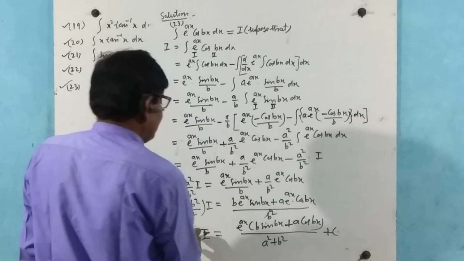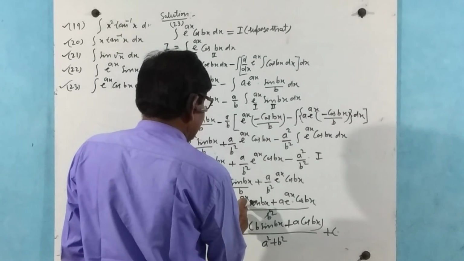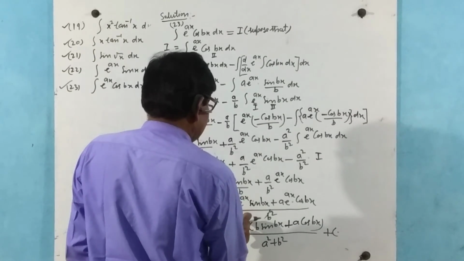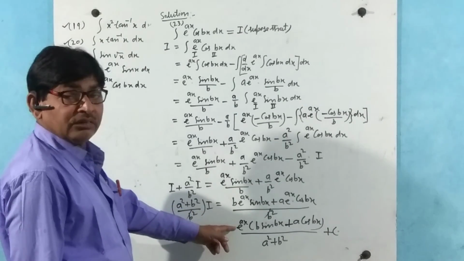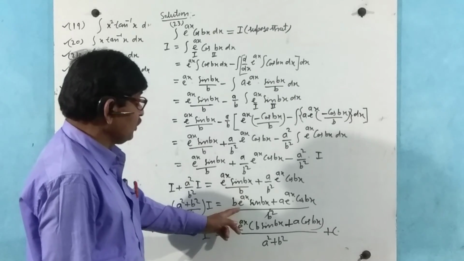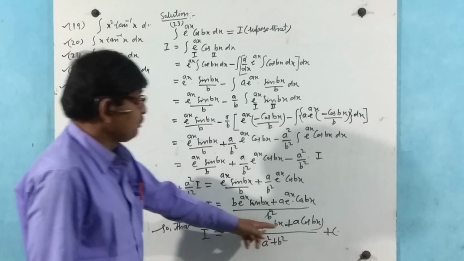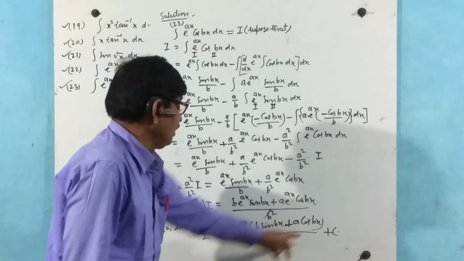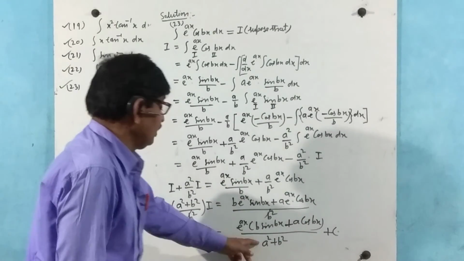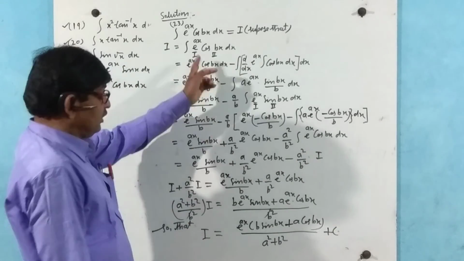Now I equals this term; we take the common e to the power ax. Here e to the power ax times (b sin bx plus a cos bx), and this comes here, so that integration of this is this.